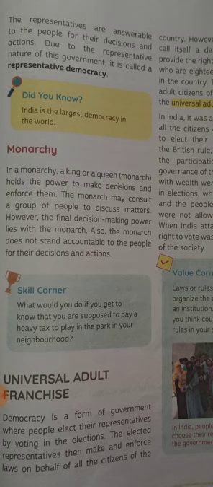The monarch may consult a group of people to discuss matters. However, the final decision making power lies with the monarch. Also, the monarch does not stand accountable to the people for their decisions and actions. See, in democracy, if any rules are made, the one answerable will be the representatives.